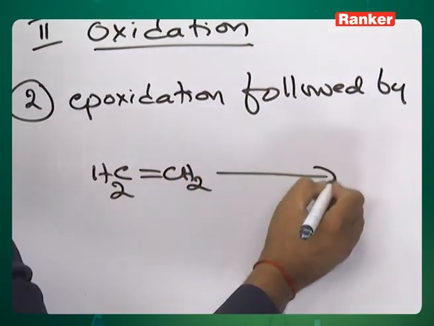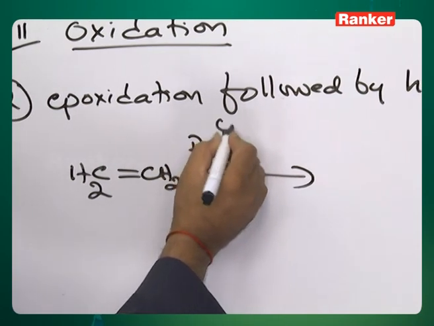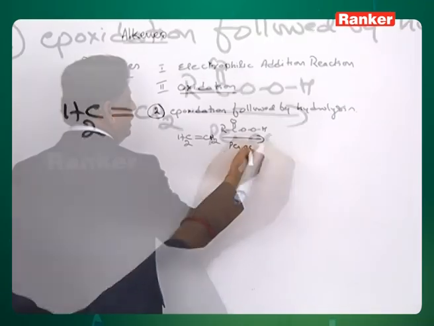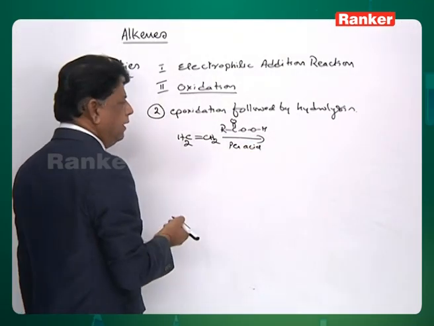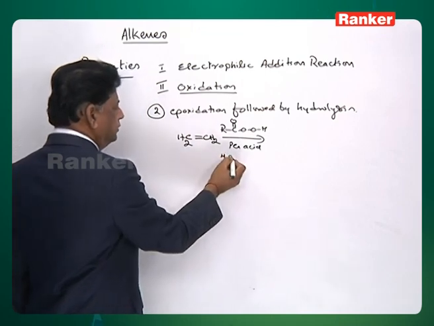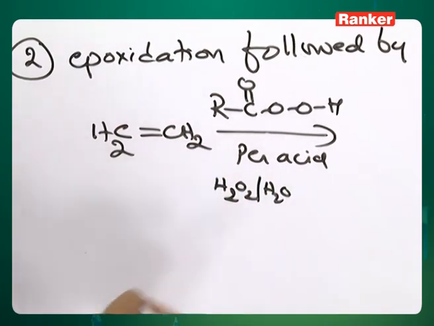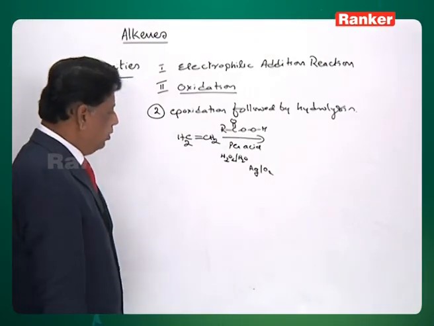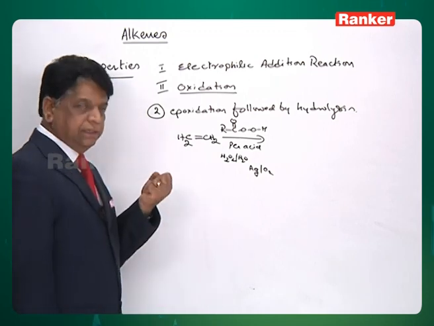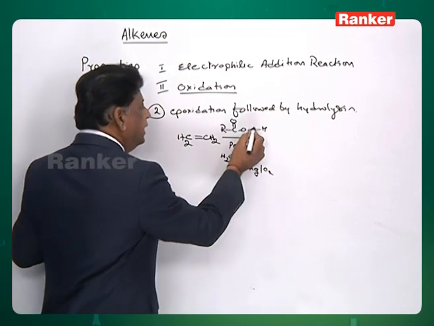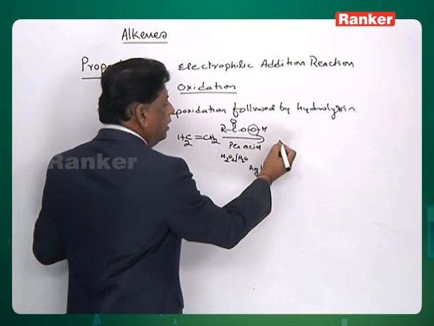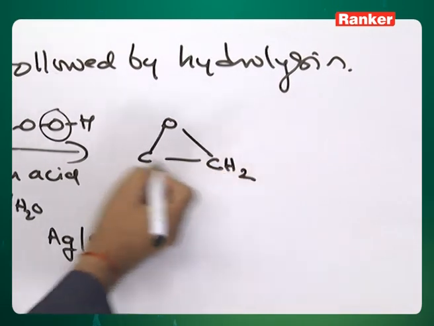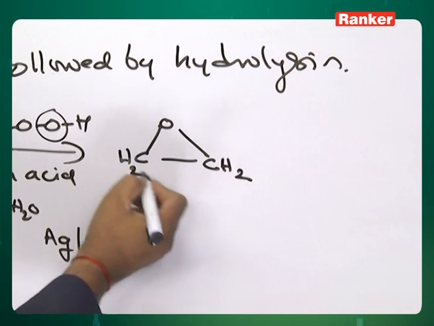you add a reagent like a carboxylic acid holding one extra oxygen, called a peracid, or hydrogen peroxide and water, or silver and oxygen, Ag2O. Some reagents which can supply nascent oxygen may be added. That nascent oxygen will add over the double bond to become a small ring type of compound. They are called cyclic.